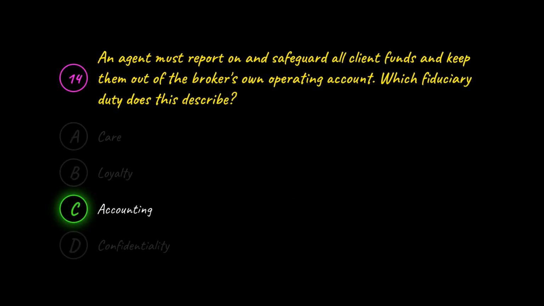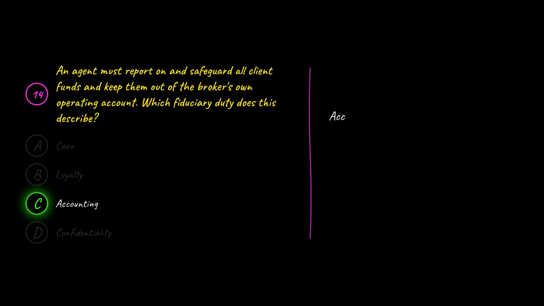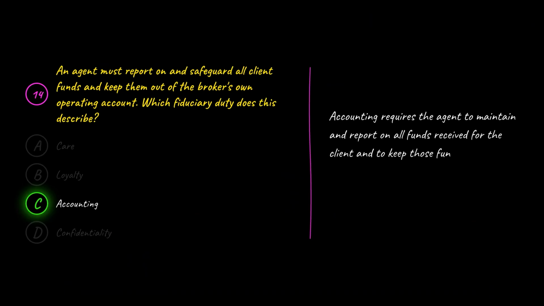The correct answer is C. Accounting. C is correct because accounting requires the agent to maintain and report on all funds received for the client and to keep those funds in a separate trust account. Mixing them with the broker's operating funds is prohibited commingling.